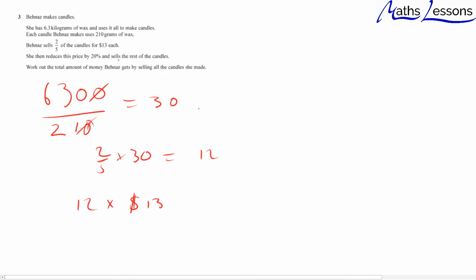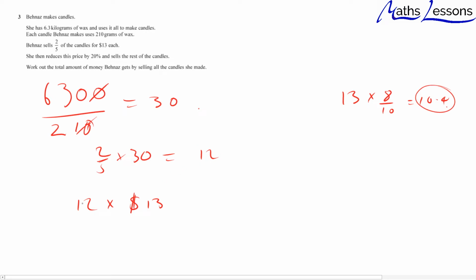She reduces the price by 20%. So the price is 13 and we've got to reduce that by 20%. So we're going to times that by 10. So if we times this by 8, we get 80. 3 times 8 is 24. So that's 104. Divided by 10 gives you 10.4. And we're going to sell the rest at this price of $10.40.